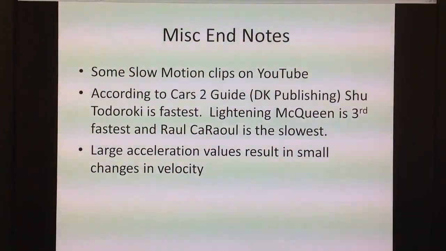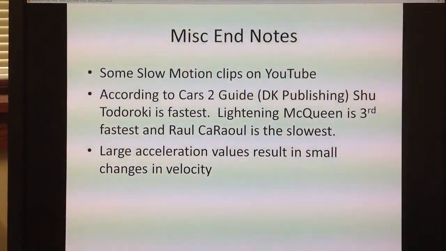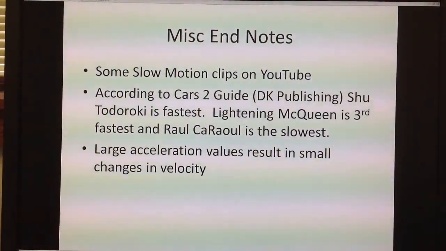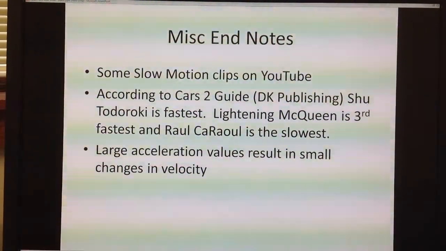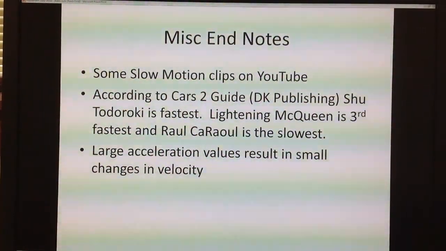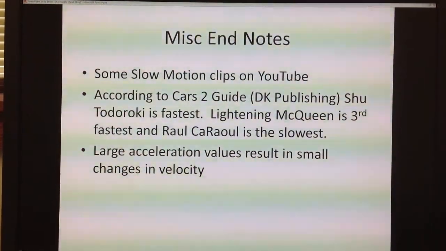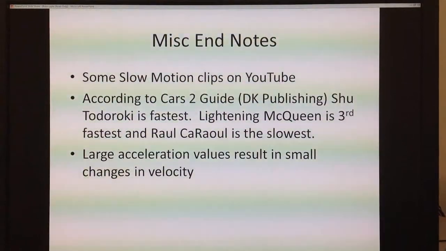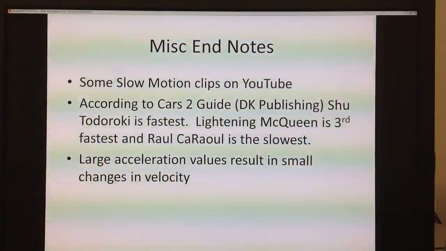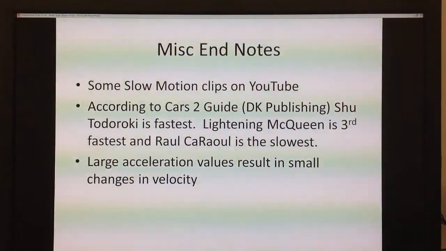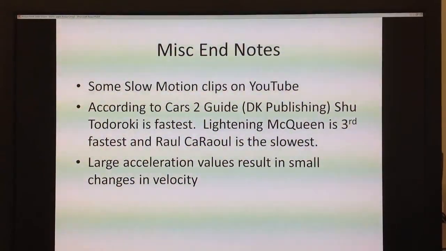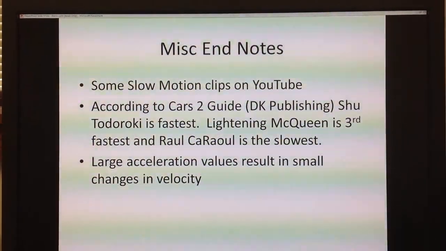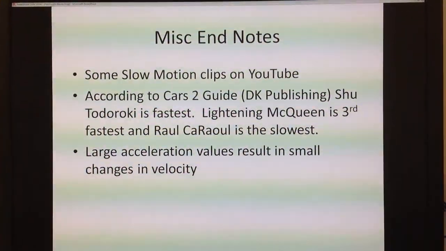Just a couple of little miscellaneous endnotes. Some of the slow motion clips are available on YouTube. I didn't feel like paying to put the app to download the data. And according to the Cars 2 guide, because it's popular in my house, the car that came out the fastest in our study was the fastest. Lightning McQueen, as you'll see, sort of went sidetrack. And the car that was second fastest in ours is actually the slowest. And you see in our graph that large acceleration values can result in small changes in velocity.